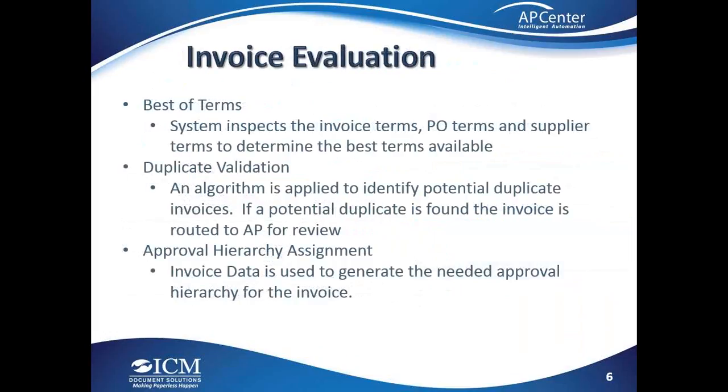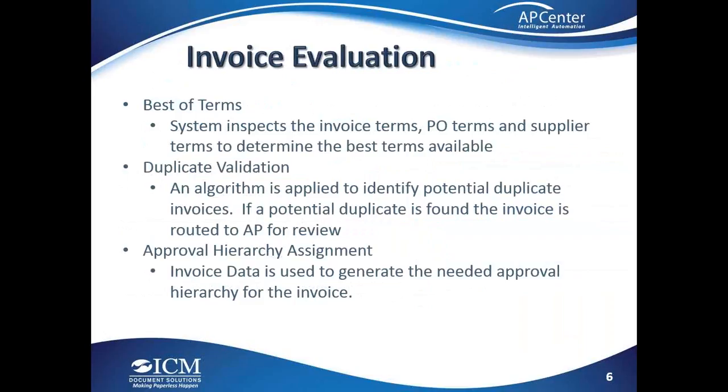So invoice evaluation. Three areas here that we're going to talk about. One is best of terms. And what the system can do for you, if you turn that option on, is compare terms that are offered on the invoice with terms that are part of your vendor master file, and if it's a PO invoice, with the PO terms, for example, and basically select the best terms so that you capture the best discount available. In addition to that, we do duplicate validation.